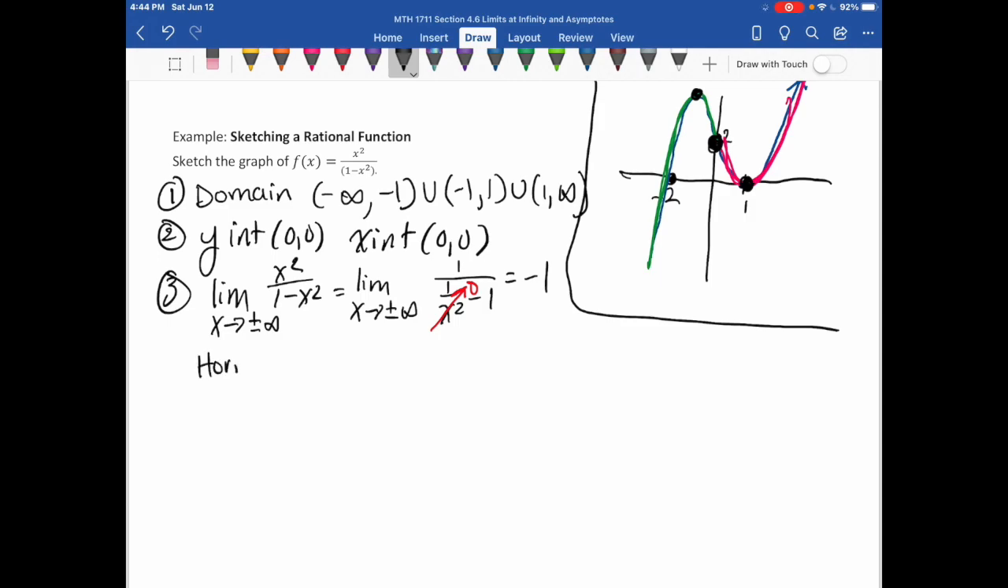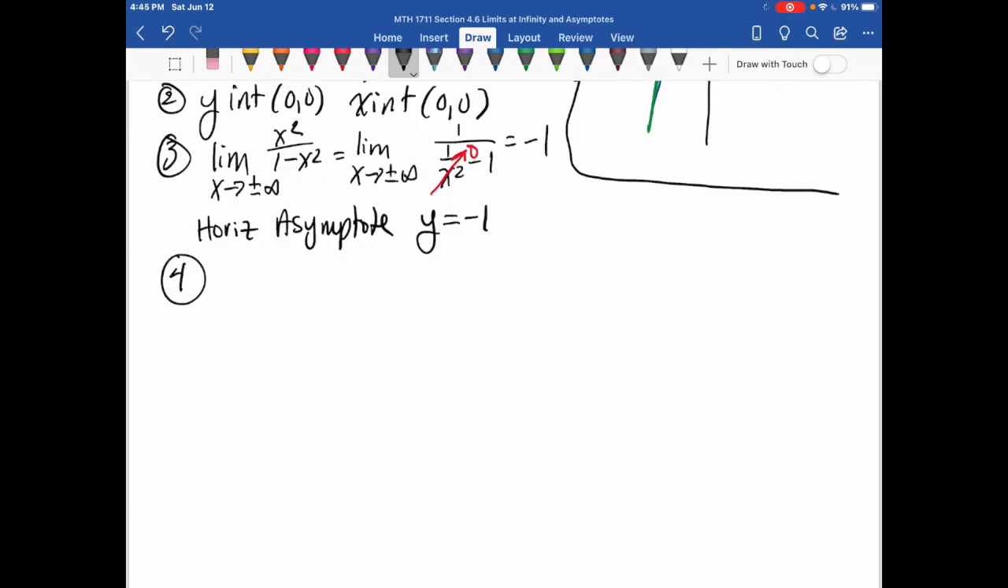And that tells us that we have a horizontal asymptote at y is equal to -1. So as x goes way out to the left and way out to the right, the function is going to start to level off at y is equal to -1.